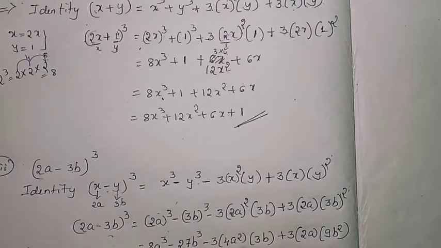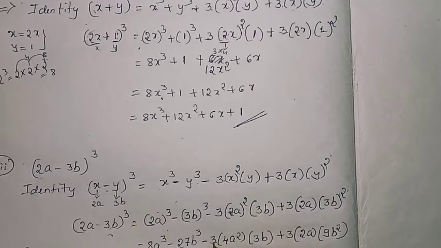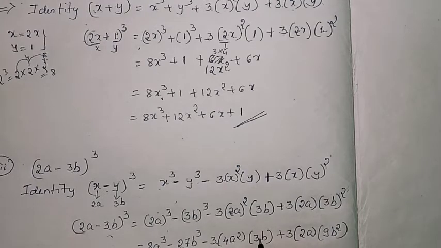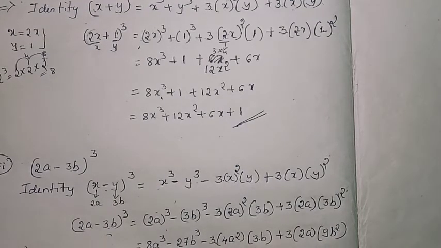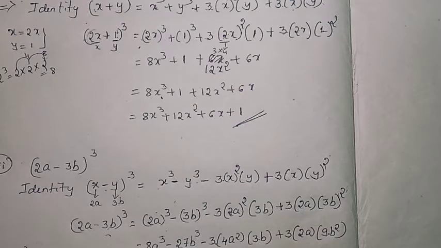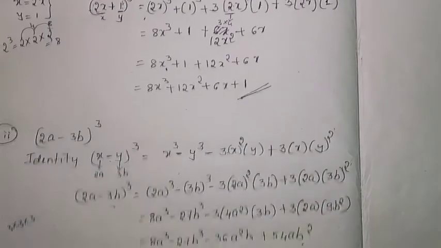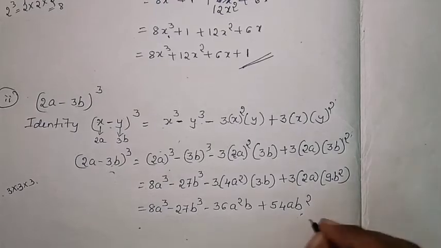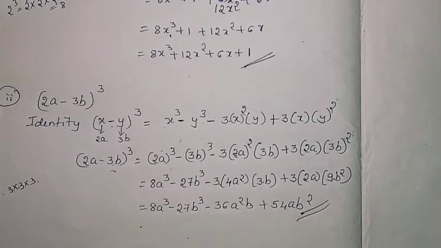So it is 3 4s are 4 3s are 12, 12 3s are 36, 36 a square b plus 3 2s are 6, 6 9s are 54, ab square. So this is your answer.